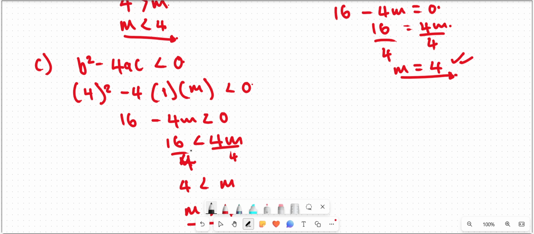You'll notice that in none of the questions that we did did we actually solve for the value of x. We didn't solve for the roots. All we did was speak about them from our understanding of that discriminant value. So I hope this makes sense.